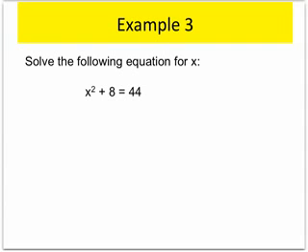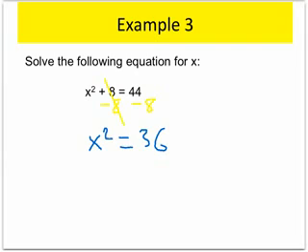Let's try one more example before you try some on your own. Here x is being squared and then added by 8. We need to get this x squared by itself so that we can square root it. The way we're going to undo positive 8 is by subtracting 8 from both sides. Because anything I do to one side, I also have to do to the other side of the equation. 8 minus 8 is 0, so all I'm left with is x squared on the left side. On the right side of the equation, 44 minus 8 gives me 36.